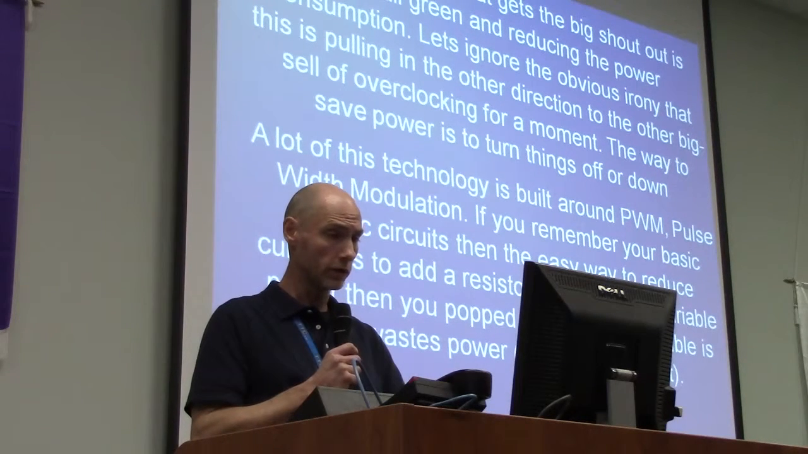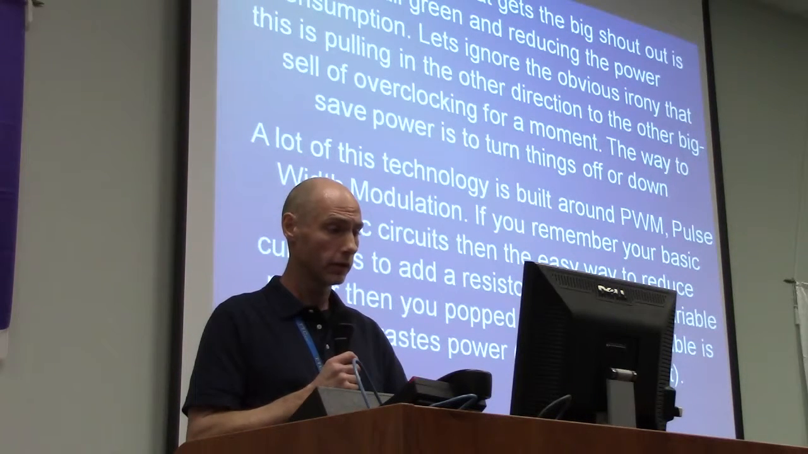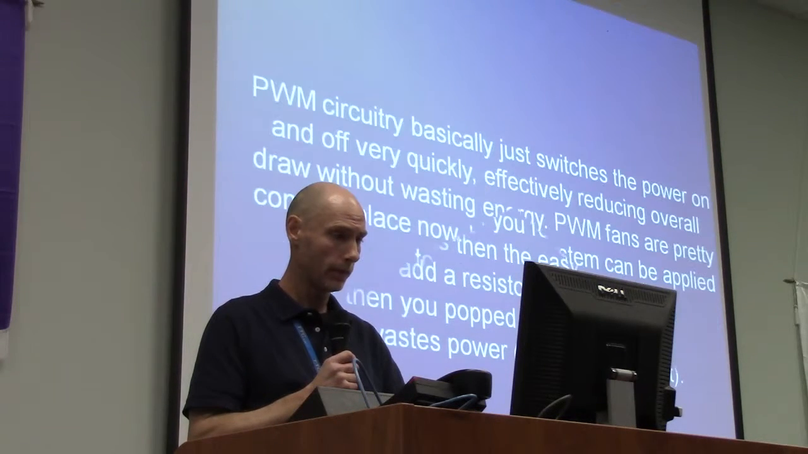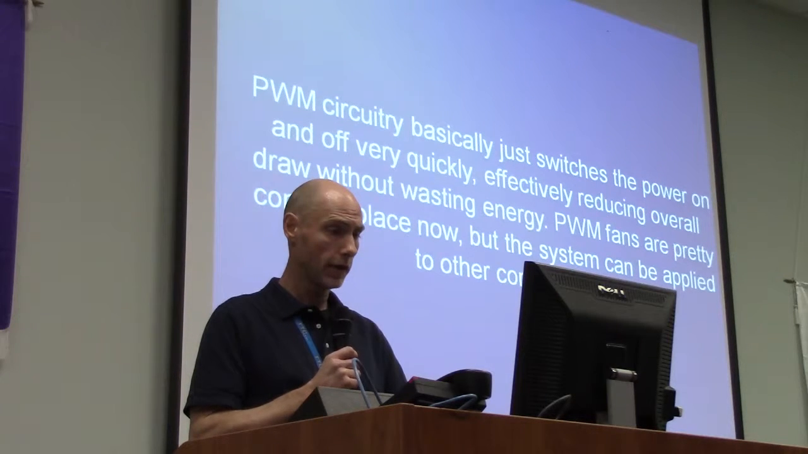A lot of this technology is built around PWM, pulse width modulation. If you remember your basic electric circuits, then the easy way to reduce current is to add a resistor. And if you want a variable power, then you pop in a rheostat. Trouble is, this wastes power in the form of heat. PWM circuitry basically just switches the power on and off very quickly, effectively reducing overall draw without wasting energy. PWM fans are pretty commonplace now, but the system can be applied to other components.